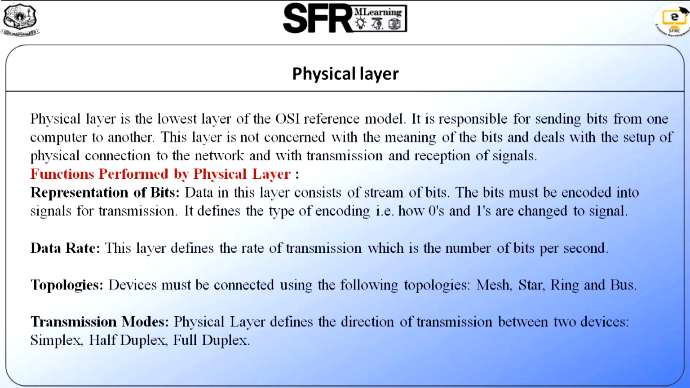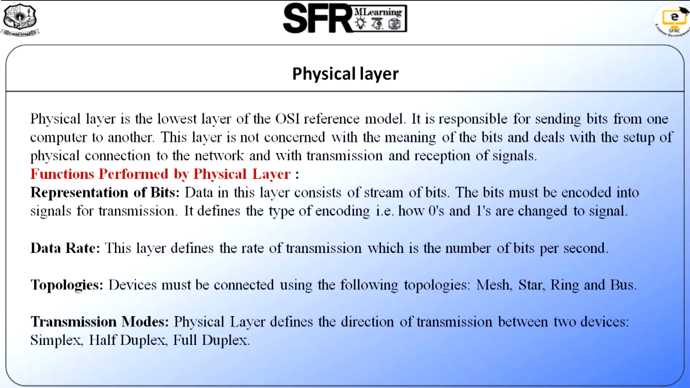The data rate defines the transmission, the number of bits per second, so how many bits per second are transferred from one host to another host. And topology defines the structure, whether it is mesh, star, ring or bus. And transmission mode is the type of mode in which it sends the data. It means simplex, half duplex, full duplex.